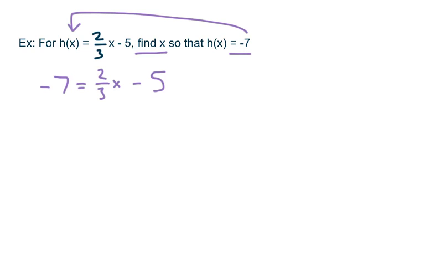And then we're going to solve. Again, it's a two-step equation. First step is to add 5 to both sides, plus 5. Negative 7 plus 5 is negative 2. And that is equal to 2/3 x.